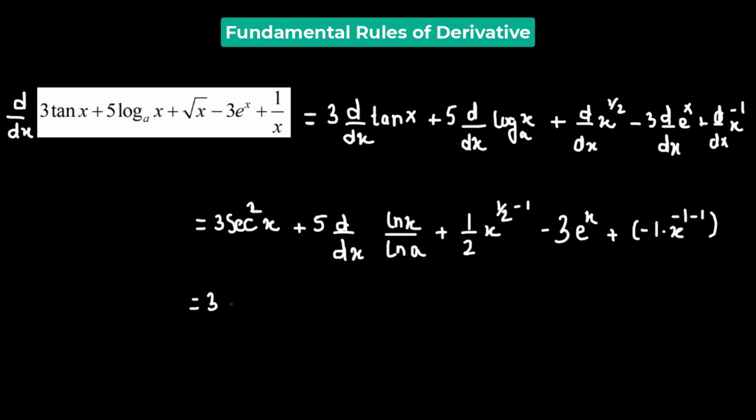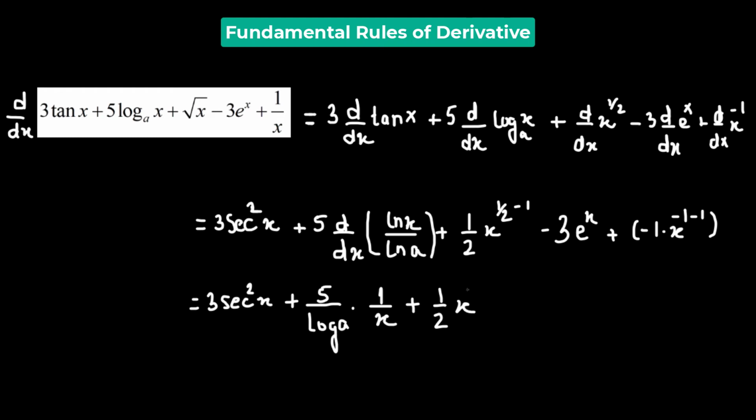This will be 3 secant squared x plus 5. Now log of a is a constant, so we can take it out of the differentiation. So we are left with the derivative of the natural log of x. The derivative of the natural log of x is simply 1 over x, plus half times x raised to the power of negative half, minus 3 e raised to the power of x, minus x raised to the power of negative 2. So this is going to be the derivative of the given function.